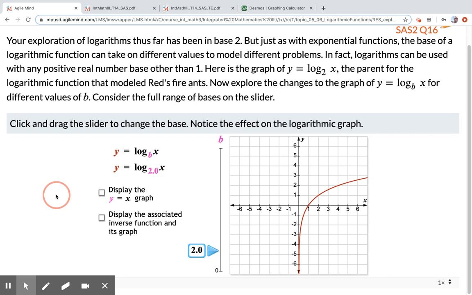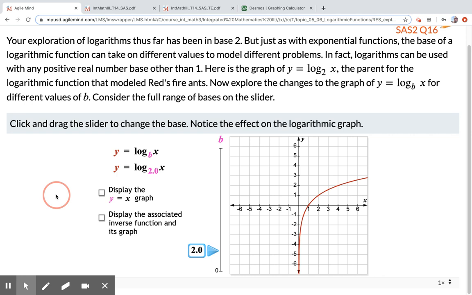So far, we've been playing with logarithms with a base of 2. But of course, we know exponential functions don't have to have a base of 2. Our exponential functions can have all kinds of bases, right? 5, 6, 7, 8, 9, 10, 56. I don't know. We can have all kinds of things. So here's what we're going to do.